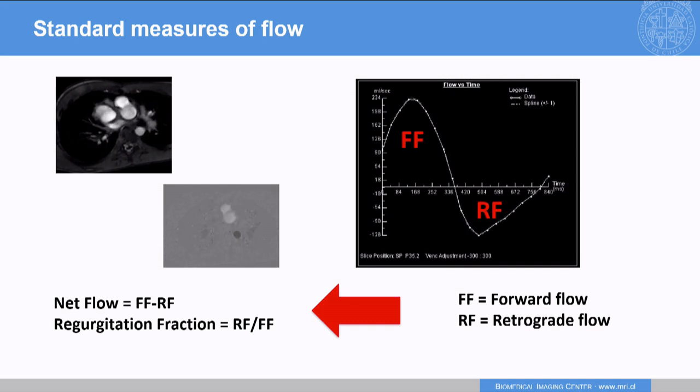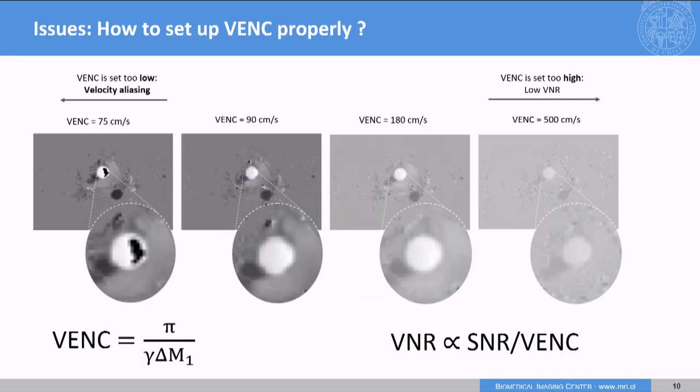So I believe this approach is very well known by most of the people here in the audience, and although this method is very standard, we still suffer from some issues, or at least one issue, which is how to set up the VENC properly. If VENC is set too low, we get some velocity aliasing, but on the other hand, if we set VENC too high, we get some images with low velocity-to-noise ratio. So some researchers have been working on how to obtain unwrapped velocity data with high VNR.